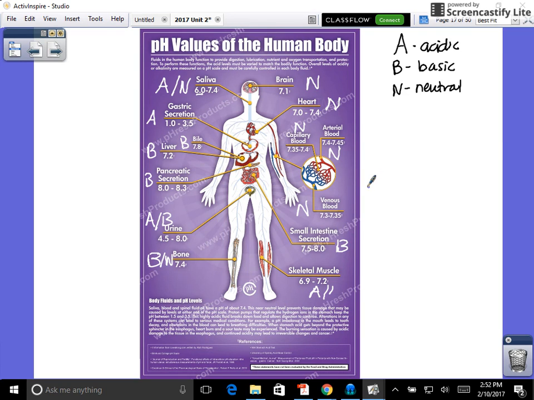And what we talked about was I asked students to consider, why are some areas more acidic or basic? And ultimately, we came to the consensus that it depends on what the function of that particular organ or body part is responsible for. So its structure is going to help it do its job. So for example, the stomach, where right here you see gastric secretion. So here's your stomach. It's very acidic, 1 to 3.5, and that makes sense. The stomach's job is to break down food.